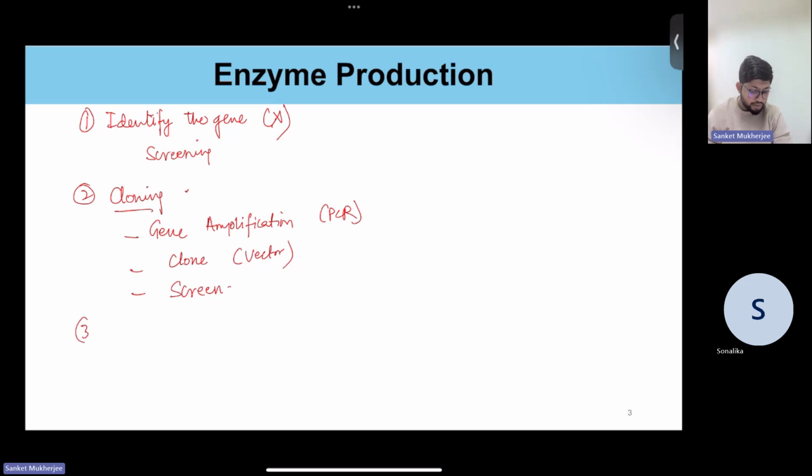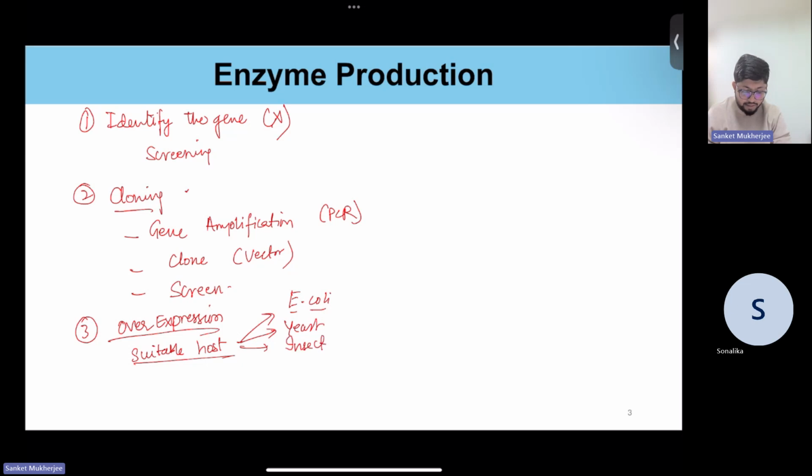Following which, once we are done with cloning, we will go for overexpression. So for overexpression, we have to find a suitable host where we will actually overexpress this enzyme. A very frequently used host is E. coli. There are different strains of E. coli for different purposes, very much used. Apart from E. coli, yeast is also used. It's the lowest eukaryotic organism. We also use insect cell lines and mammalian cell lines as well.